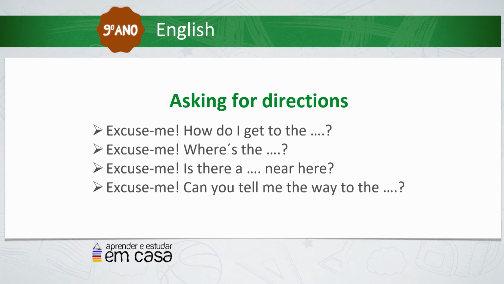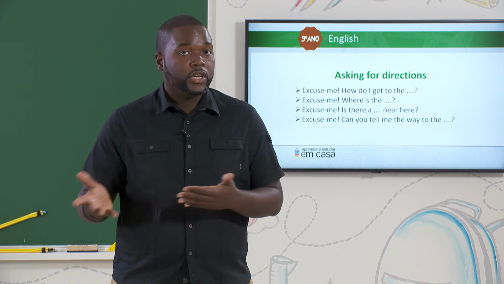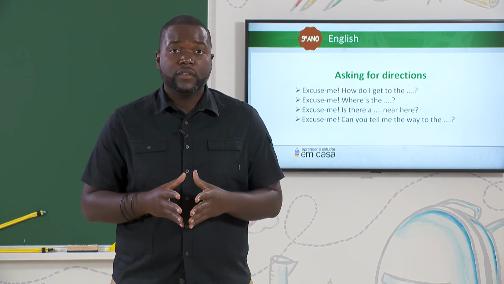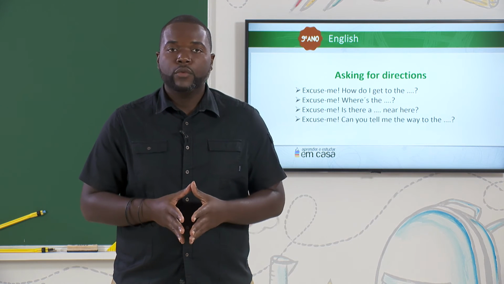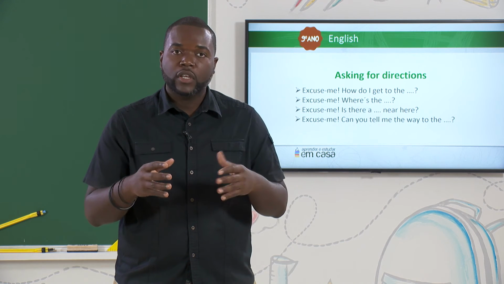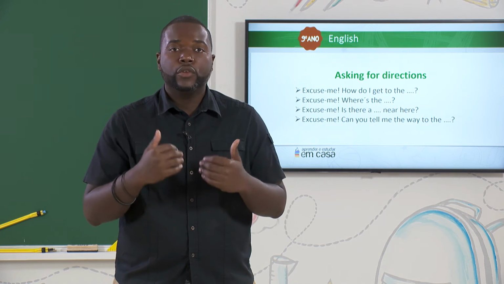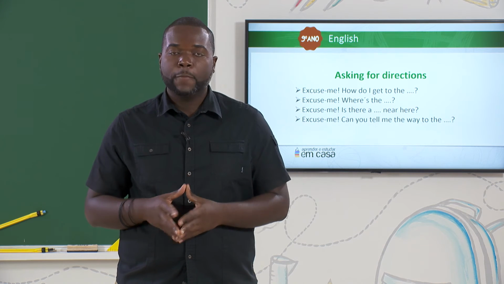Excuse me, is there a... near here? All right, students, excuse me, is there a restaurant near here? What you want to know with this sentence is if there is a restaurant around this area, near where you are at the moment, okay? Let's continue.